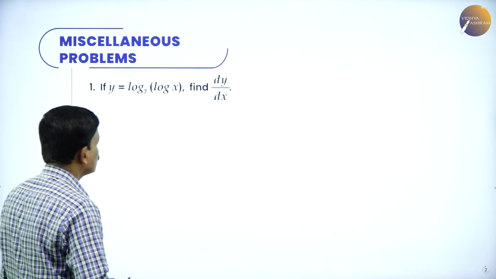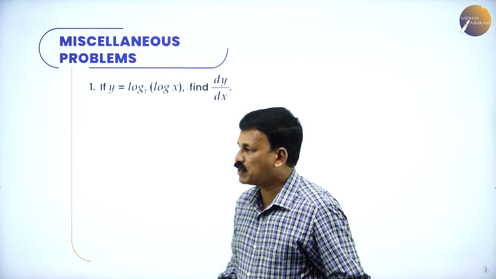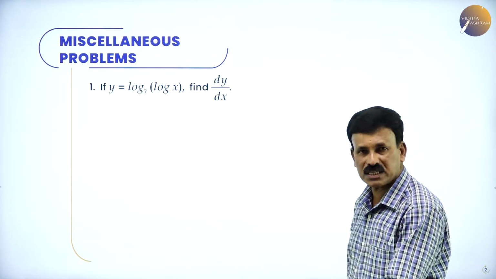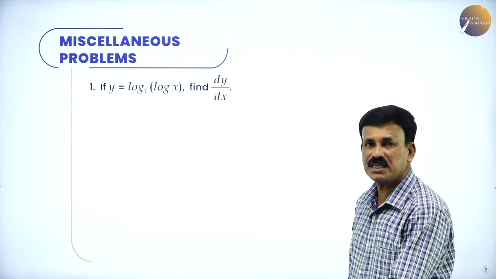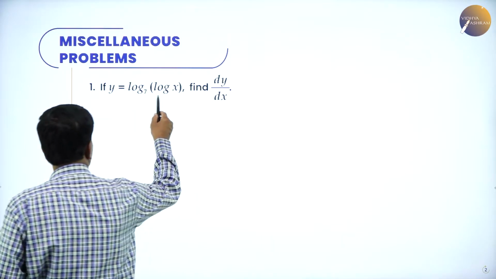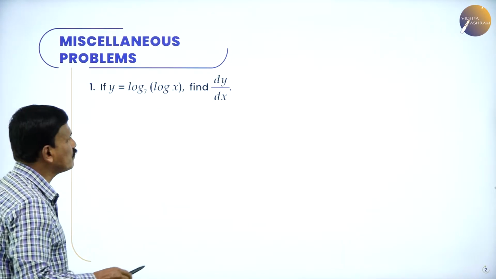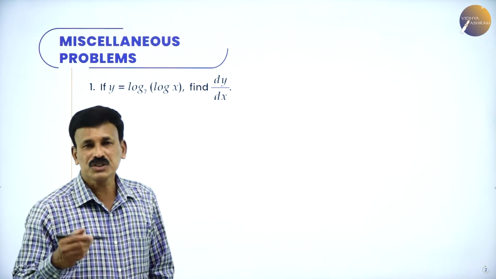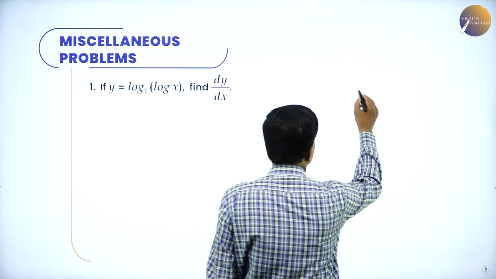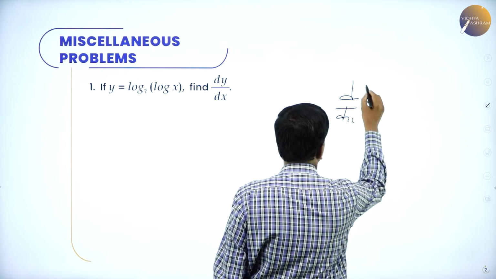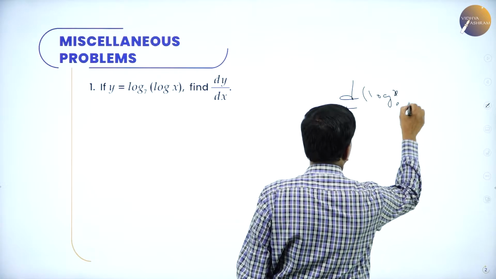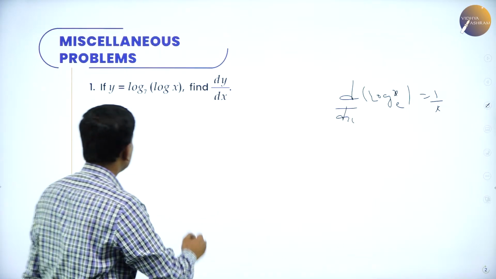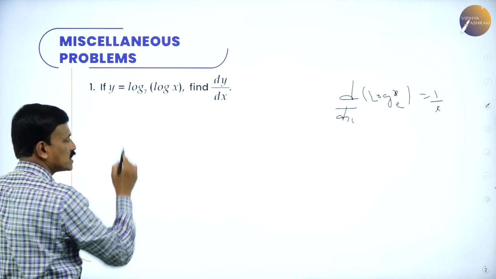Now, let us come to the first problem. If y is equal to log of log x to base 7, find dy by dx. So far we have differentiated the function with respect to base e. You know, here d by dx of log x to base e is 1 over x, right? But here, logarithm to base 7 is given.